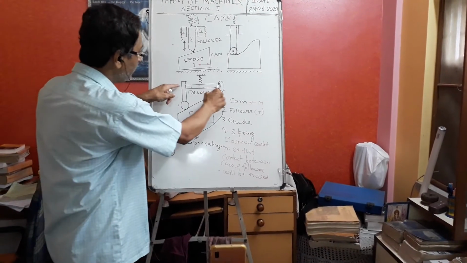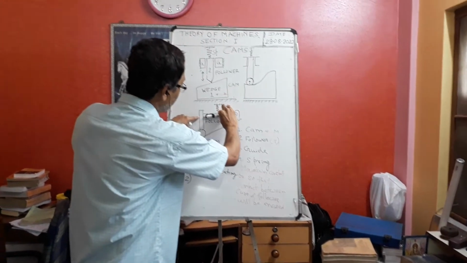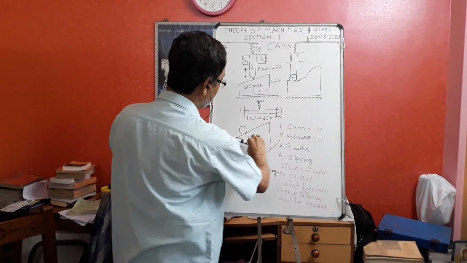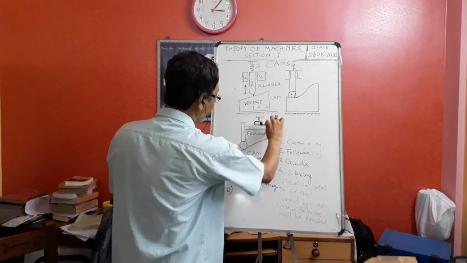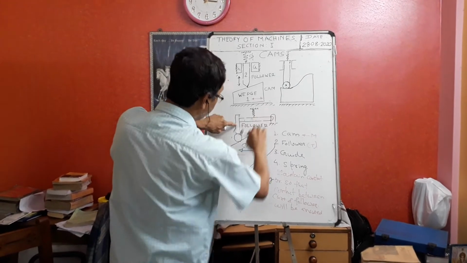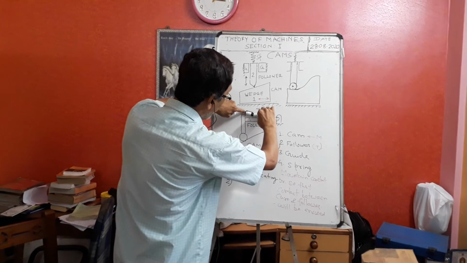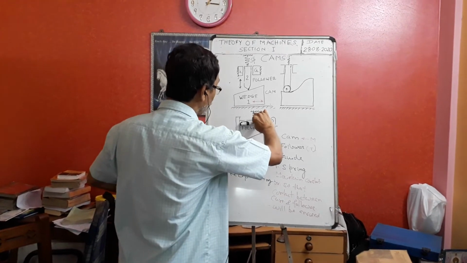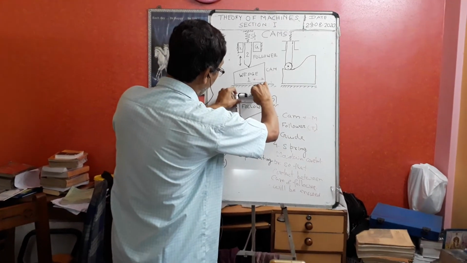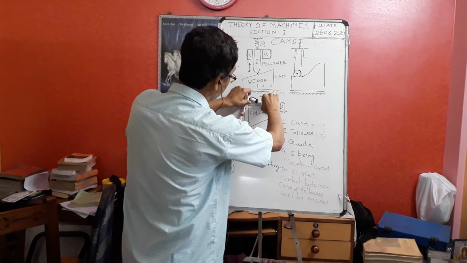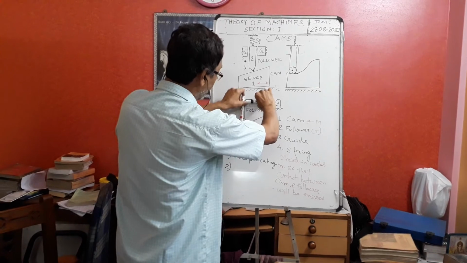But here the follower is hinged. So that means the follower will not go straight up and down, it will move like this. If this moves in this direction, this is the follower, and this will go up. But this is also a follower. So the follower will do like that, isn't it? Suppose this is the follower. Then the follower will go down. So actually this is the oscillating type, isn't it?